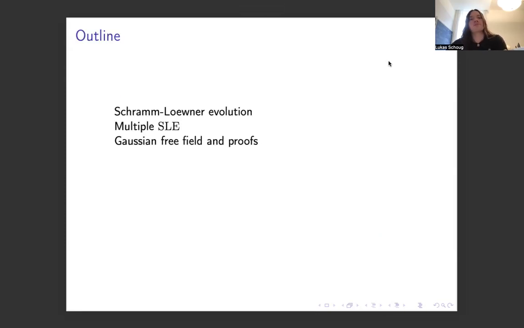So the outline is the following. I will briefly introduce Schramm-Loewner evolution, and then explain what is multiple SLE. And then, well, the proofs might not actually be properly covered to any degree, but then I will explain how we can use the Gaussian free field to construct multiple SLEs in a bigger class than previously possible.